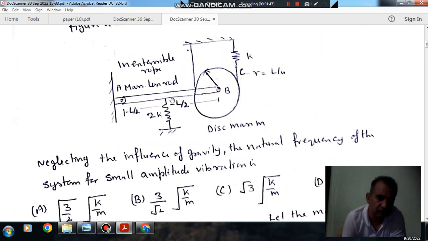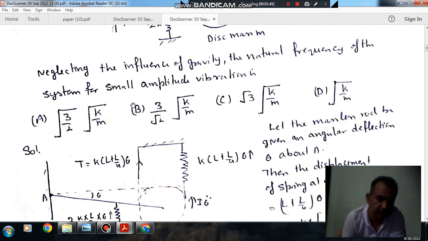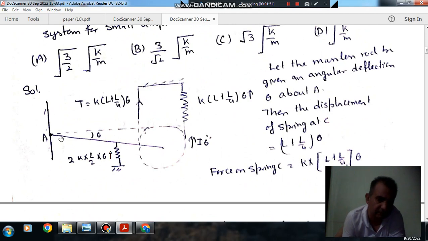Okay, so this is the system, and now if we displace the system about A by an angle theta, or displace the rod by an angle theta, then the compression of this spring will be L by 2 into theta, because this is L by 2. And the expansion of this spring is L plus L by 4 into theta. The spring force will be in the upward direction, and here it will also be in the upward direction, because it is compression and it is expansion.